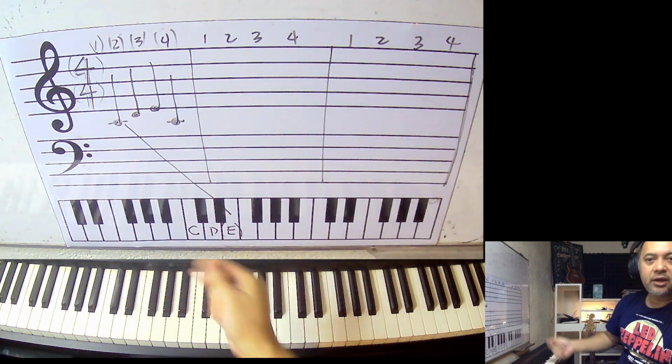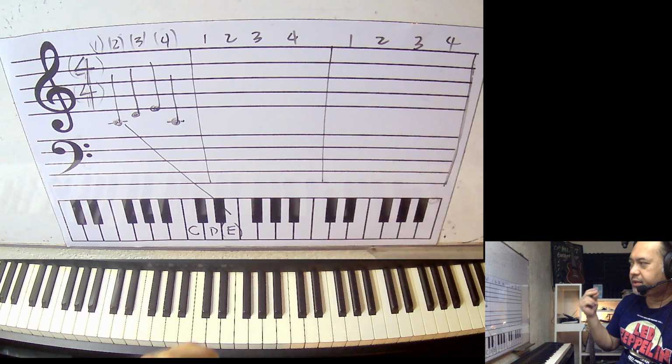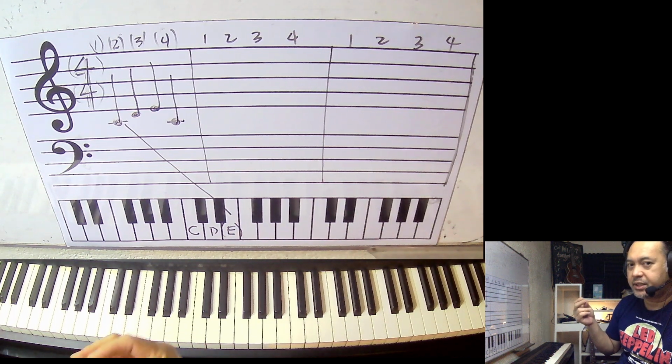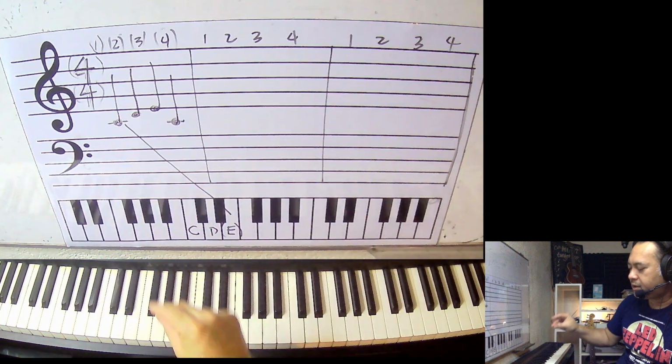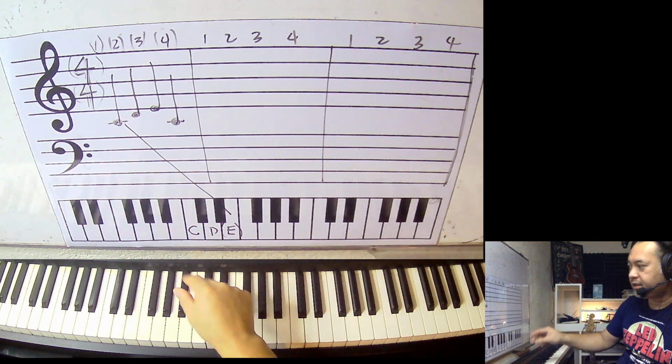Now, if you want to play it with rhythm, or with a rhythm guide, or with a time signature, you have to count it. It's steady beats. 1, 2, 3, 4. So we're going to play that. 1, 2, 3, 4.